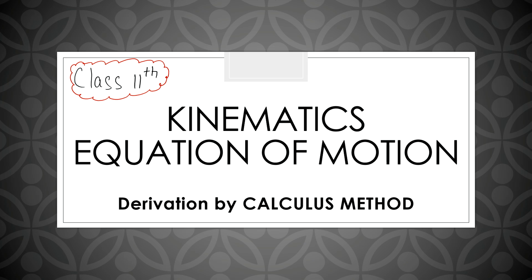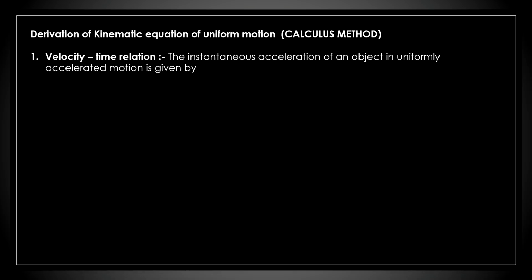In this video, I will derive the equations of motion by the calculus method. These equations are important for board examinations, class 11th. The first relation is the velocity-time relation, and the equation is v equal to u plus at. Here v is final velocity, u is initial velocity, a is acceleration, t is time.